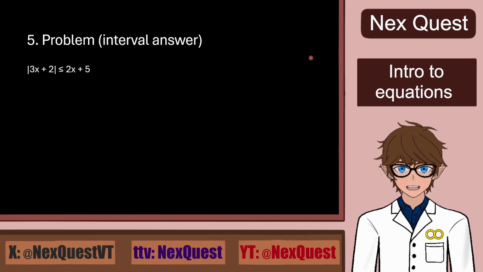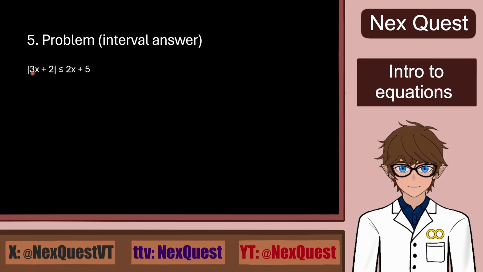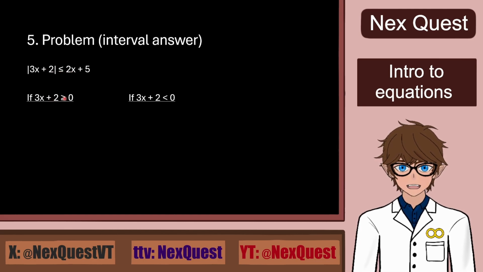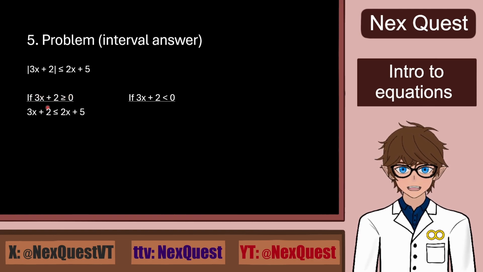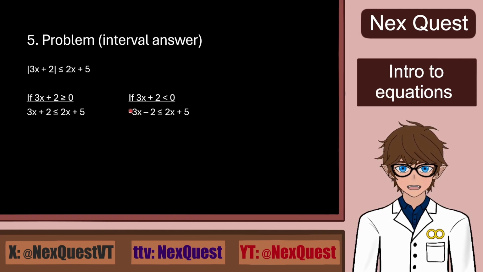Now for the fifth problem, which we also have to solve with an interval answer, and I'm also going to do both examples at the same time. We have 3x plus 2 under the absolute value, which is less than or equal to 2x plus 5. We write down the conditions, and we solve. If it's greater than or equal to 0, we just copy the entire inequality down without the absolute signs. And for the second one, we just multiply what was inside it with minus 1.